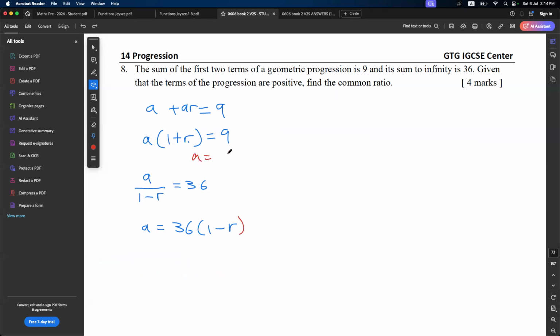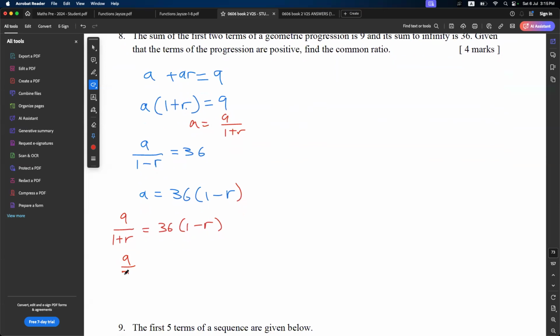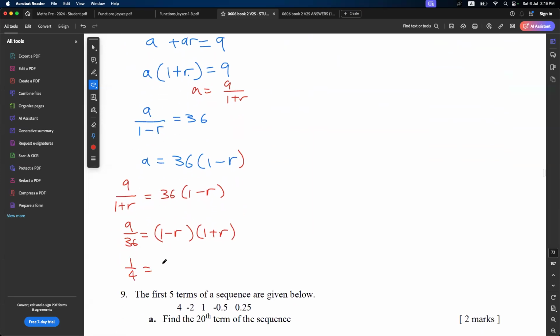A equals to 9 over 1 plus R. But I don't like this way. The reason is because there is a fraction. I prefer not to do with fractions. There are of course multiple permutations that you can do to solve it lah, correct or not? So from here, 9 over 1 plus R is equals to 36 times 1 minus R, right? Then bring the 36 here, bring the 1 plus R here. 9 over 36 is equals to 1 minus R times 1 plus R. 1 over 4 is equal to 1 minus R squared.